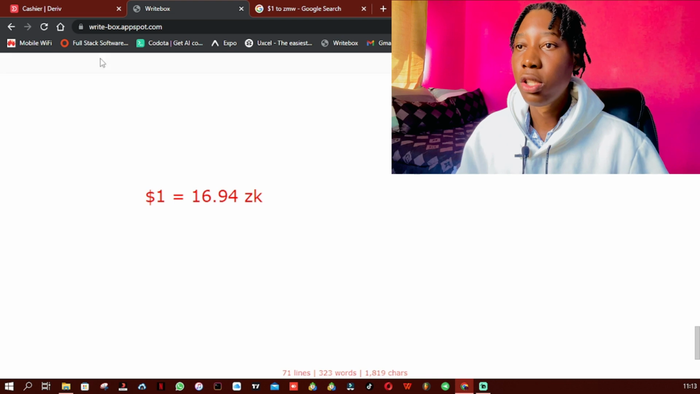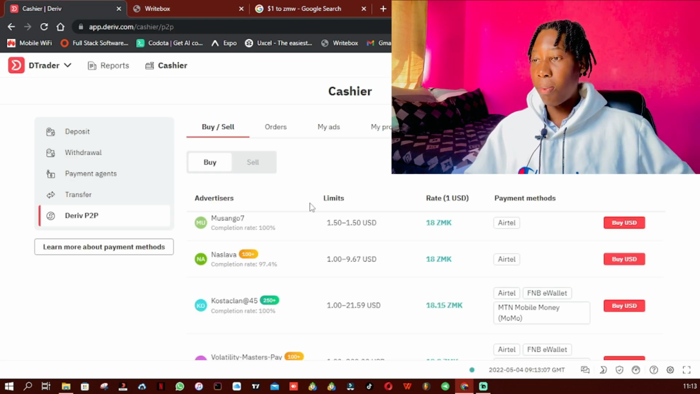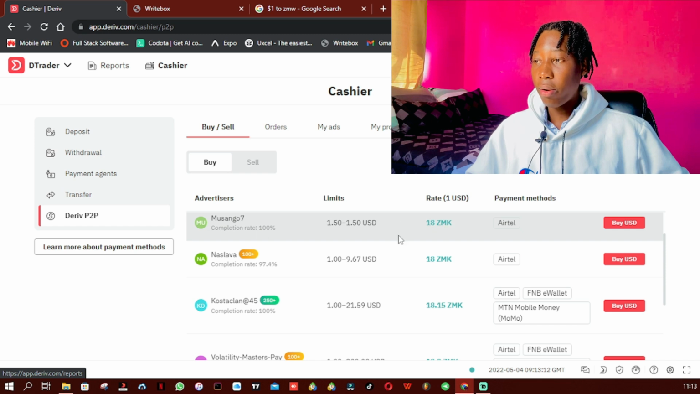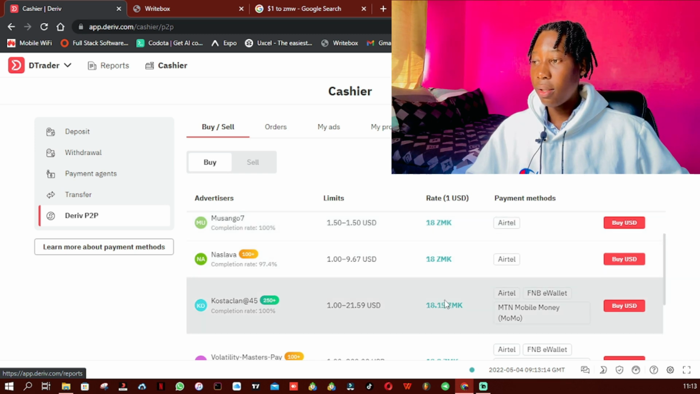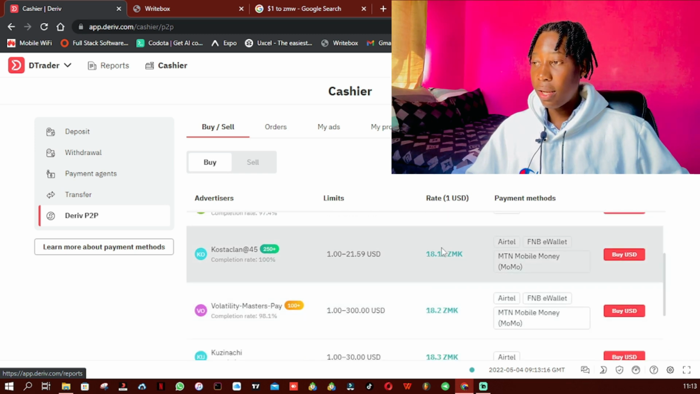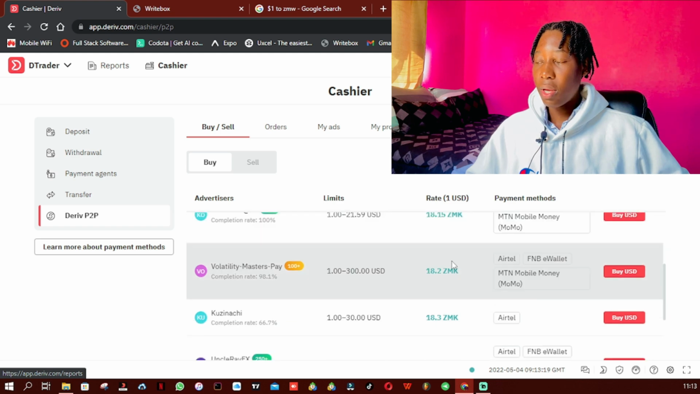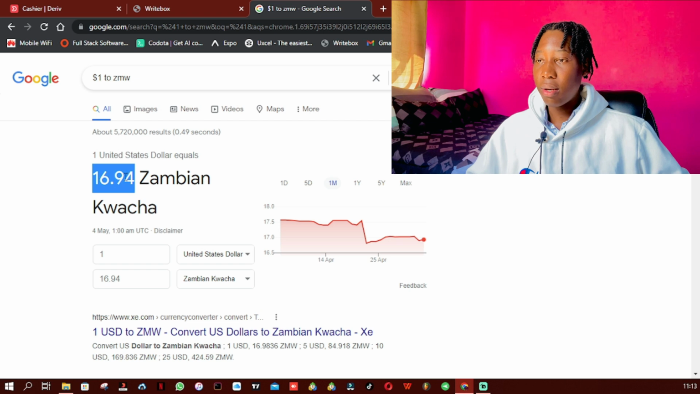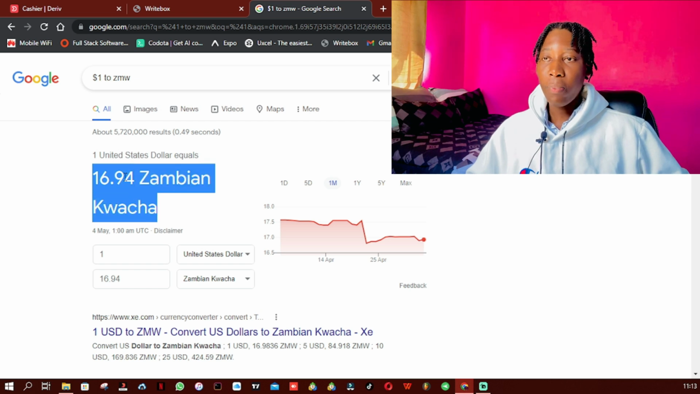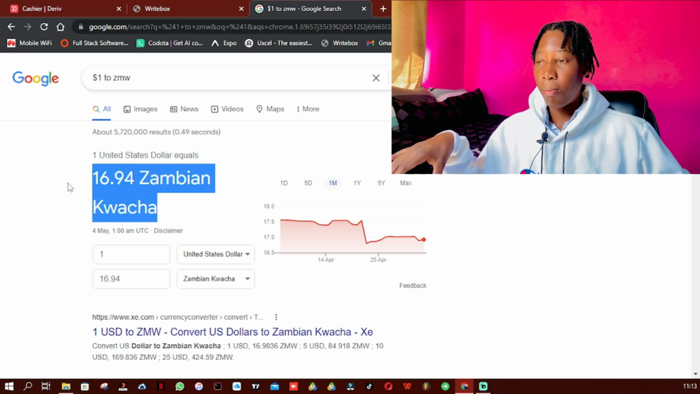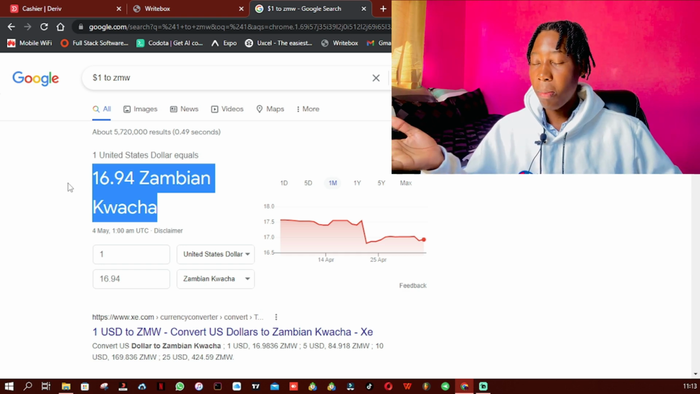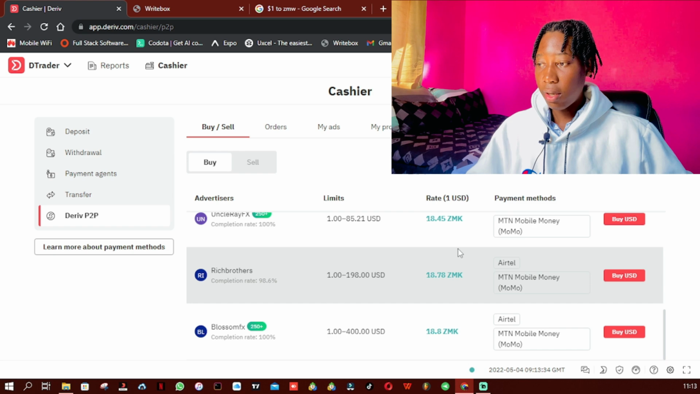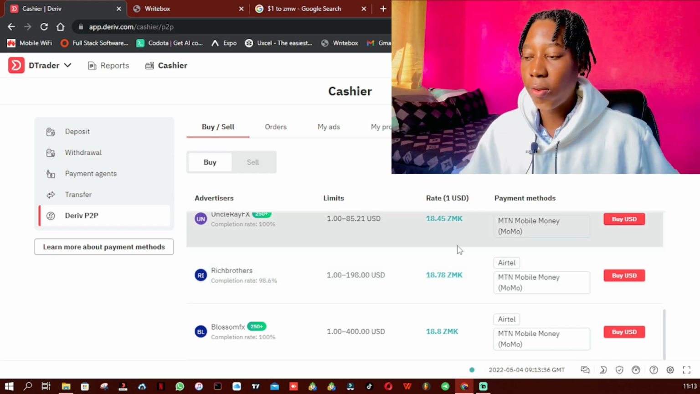So $1 is equal to 16.94 Zambian kwacha. And when you go to Deriv P2P, you're going to find that people are selling at 18 kwacha. It looks like the minimum they're selling at is actually 18.15, so they're making more profit because this is currently the rate. Although this rate might not apply to banks, it may be closer. But the rate we're seeing here is just too much and people are really making profits from this.